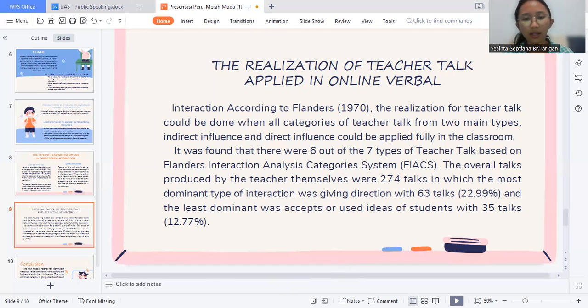On the other hand, it was found from the present study that the realization of teacher talk in online verbal interaction was not fully conducted, since the last category of teacher talk, criticizing and justifying authority, was not found in the data analysis. So the last is the conclusion.